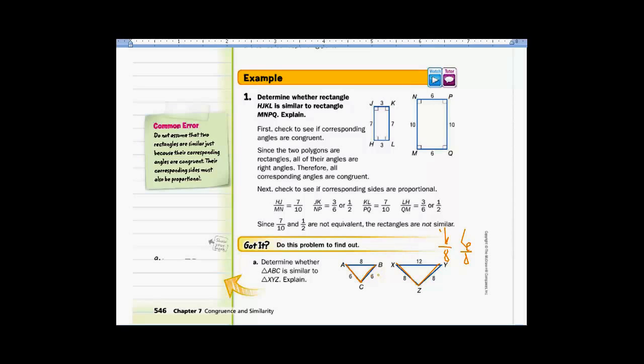So, those are not similar. The corresponding angles are not even congruent. So, check the sides, check the angles, check all the sides. Okay? Let's move on.